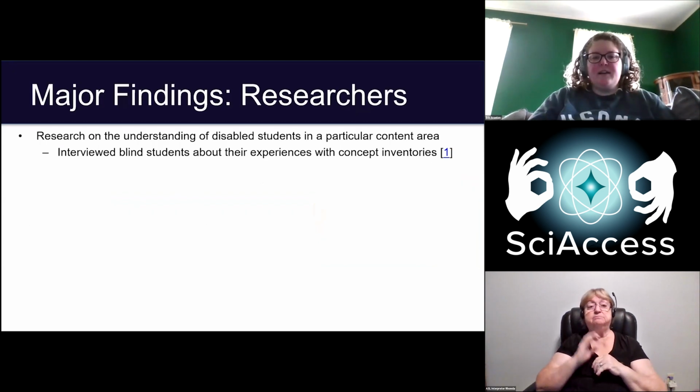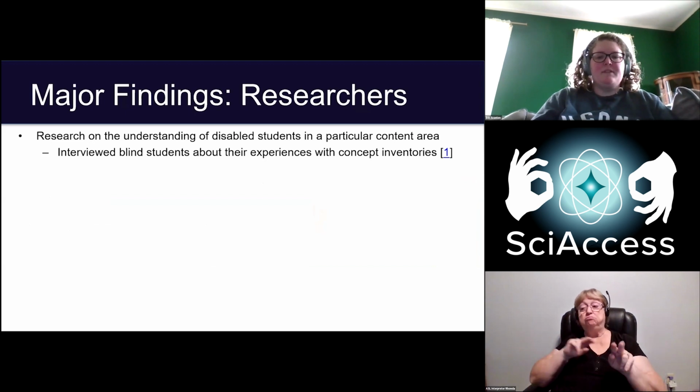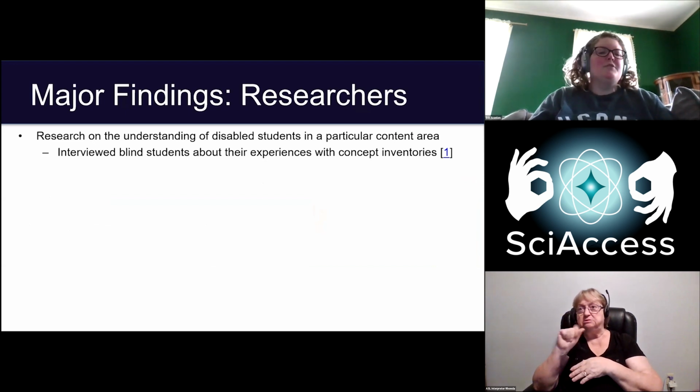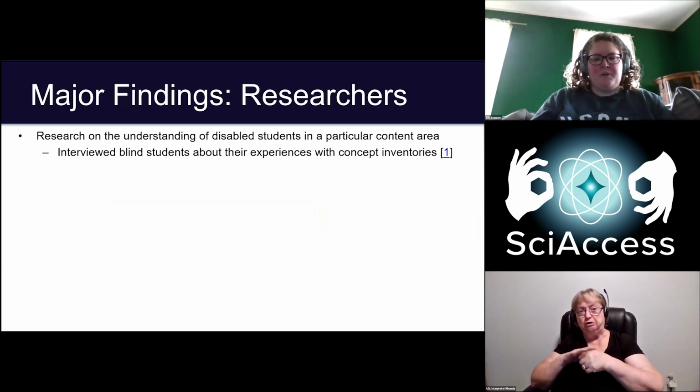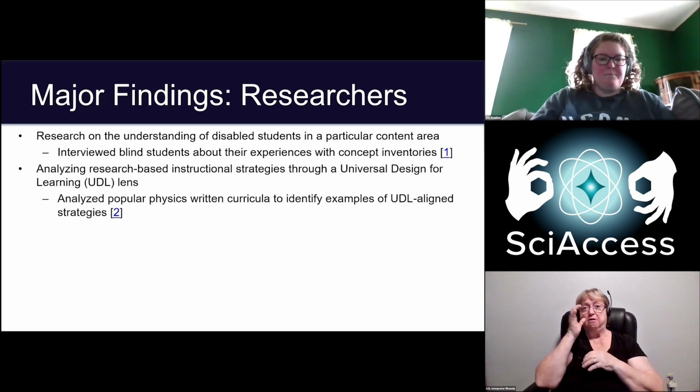Okay, so those are some of the findings for practitioners. If we look at the research side, some of the findings were things like research on understanding of disabled students in particular content areas. So they were interviewing blind students about their experiences with concept inventories, which are commonly used in physics. We can utilize universal design for learning to look at research-based instructional strategies.